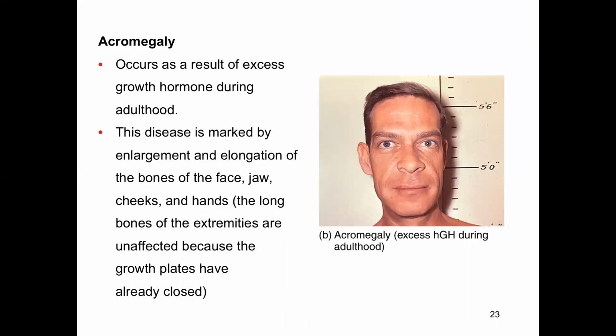Now, if you have excess growth hormone during adulthood, that produces something called acromegaly. What's happening here is that the epiphyseal plates of the long bones have sealed. Again, I'll talk about what that is in a sec. But other parts of the bone structure could still elongate. So you have an elongation of the bones in the face, the jaw, and the hands. But those of the other extremities are unaffected because the growth plates have closed. This is the difference here. You won't have giantism; you'll have this thing called acromegaly.